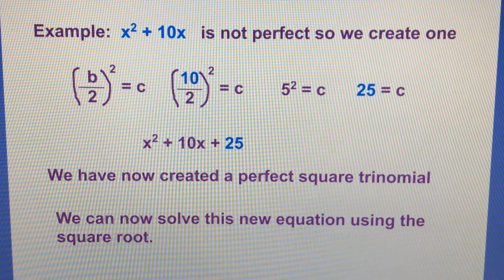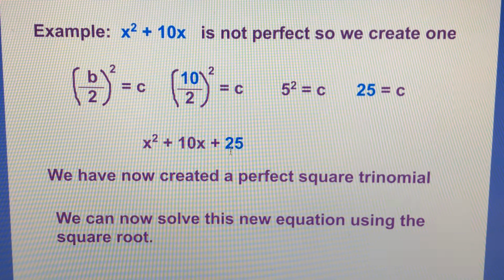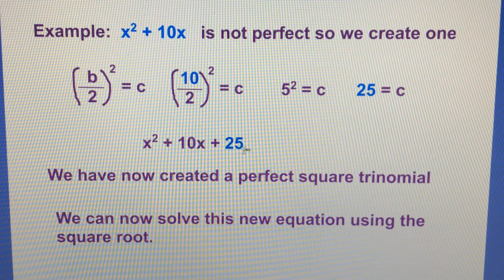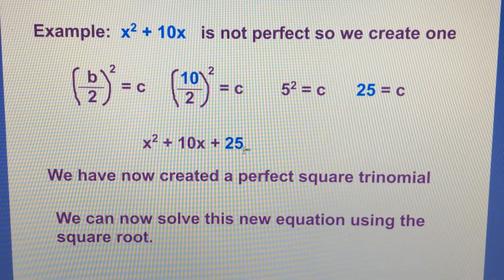So I take my formula: b over 2 squared equals c. My b value is 10. So I substitute 10 in for b. 10 divided by 2 is 5. 5 squared equals 25. I place it in my equation: x squared plus 10x plus 25. I have created a perfect square trinomial. We can now solve this new equation using the square root.